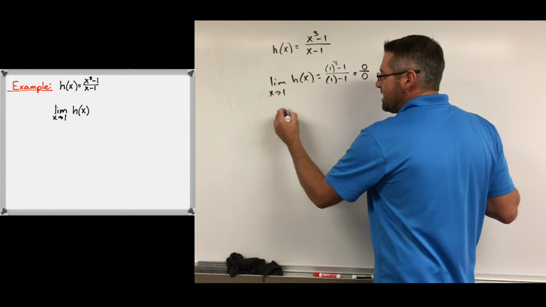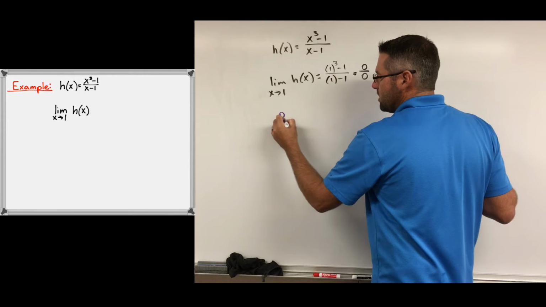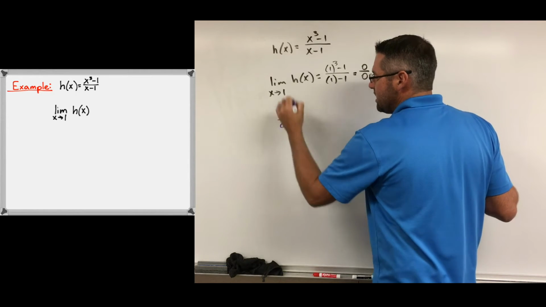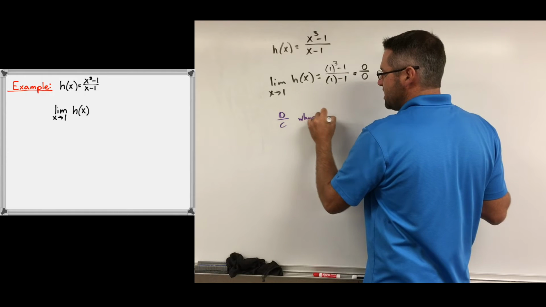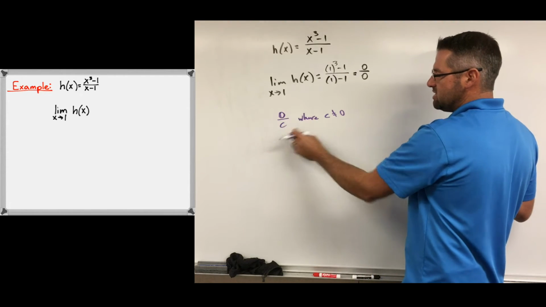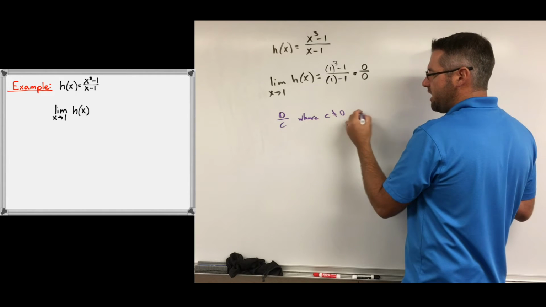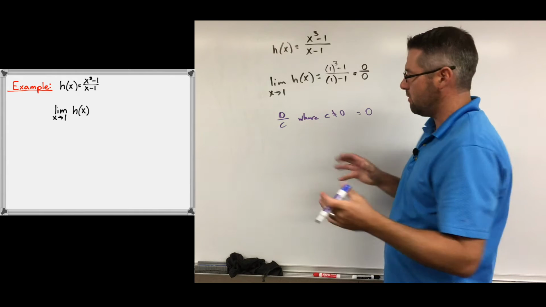But if I take any number, well, let me rephrase that. If I have a 0 on top and any number on the bottom, where c is not 0, then what's the answer? What's 0 divided by c as long as c is not 0? Well, the answer is 0. 0 divided by any number is 0.